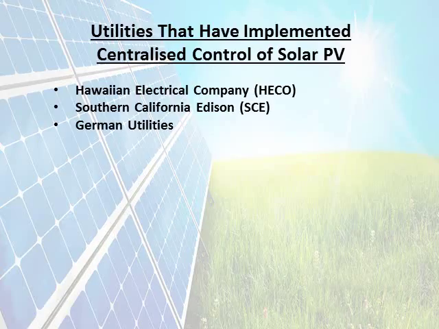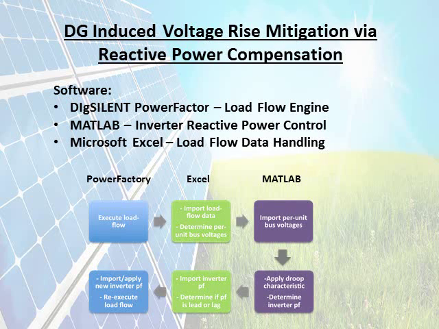German utilities are able to install 40% more PV capacity on the same line with this functionality. The following section explores both a centralized and decentralized control scheme that could be used to reduce voltage rise caused by solar PV in a distribution network.